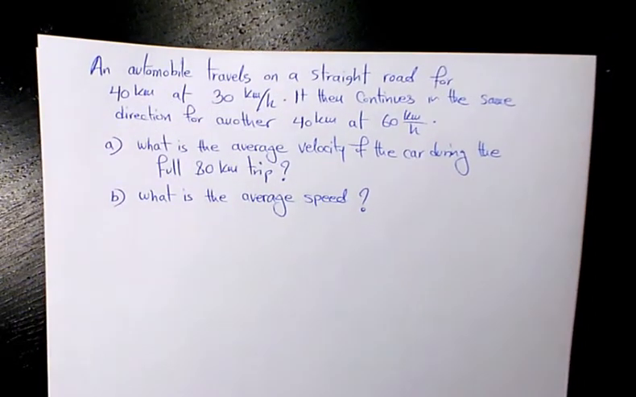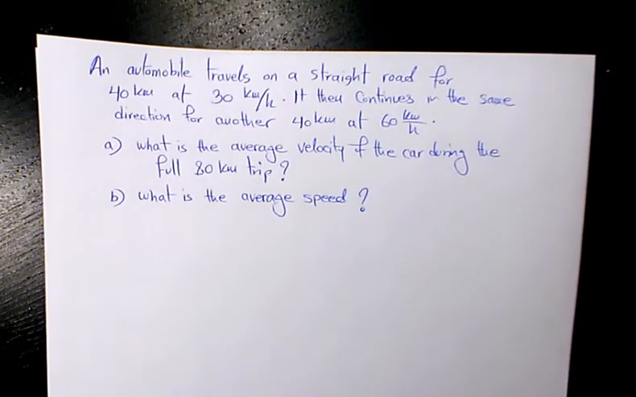In this question, I want to solve: an automobile travels on a straight road for 40 kilometers at 30 kilometers per hour. It then continues in the same direction for another 40 kilometers at 60 kilometers per hour. What is the average velocity of the car during the full 80 kilometers trip? And in the second part it says what is the average speed.